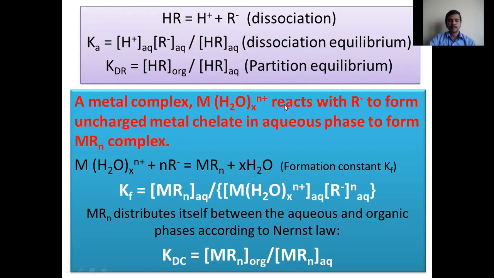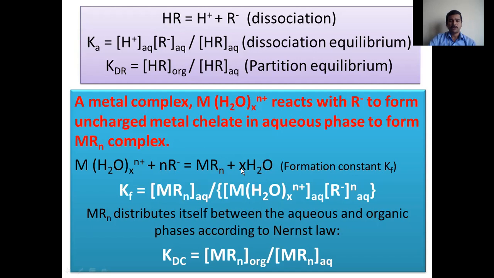So how to do this? Let us assume this metal hydrated complex having n+ charge reacts with R minus. Here R minus is obtained by a dissociation process, and this reacts with R minus to form an uncharged metal chelate, that is MRn. This reaction will be possible in the aqueous phase. So the metal complex in water, which has n+ charge, will react with the reagent R minus. The number of moles of R minus required is n, giving MRn plus xH2O.